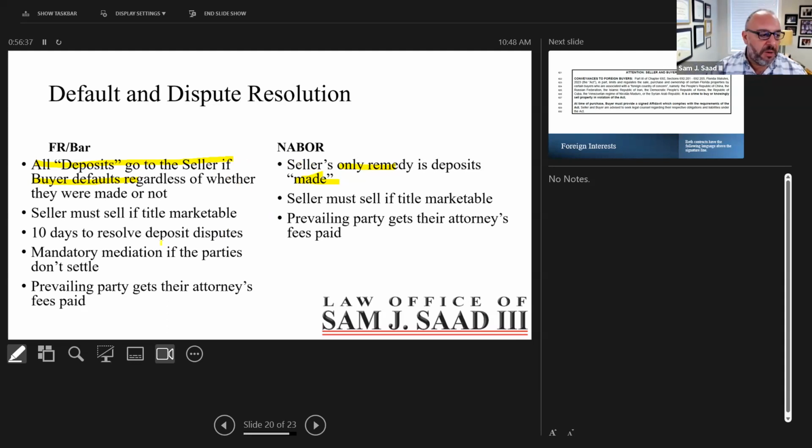The other thing is FRBAR provides the dispute resolution process. You have 10 days of dueling letters between the lawyers to determine who is at fault, and you fight about it. If you don't settle, then you go to mediation, and then the prevailing party gets their attorney's fees paid if you go to court. Under NABOR, there is no real dispute resolution process. You just sue each other.